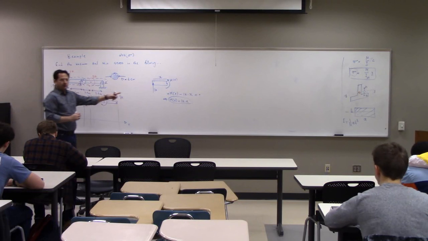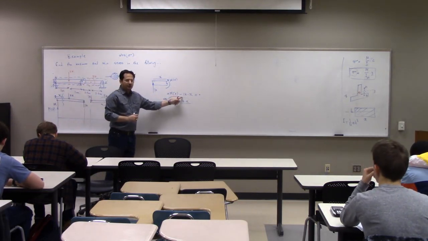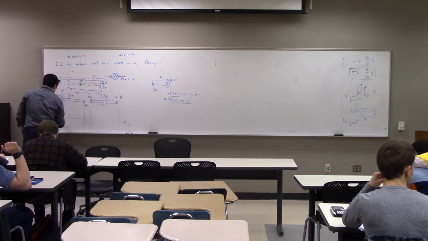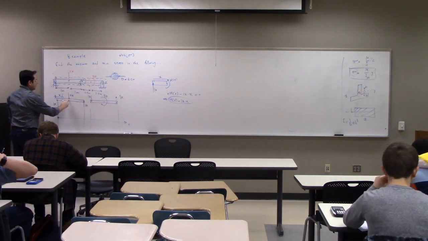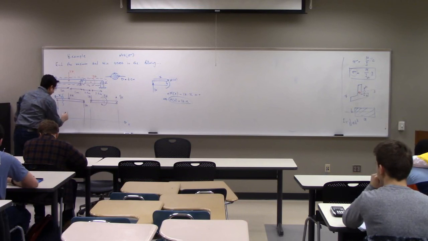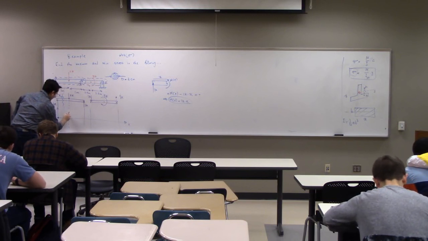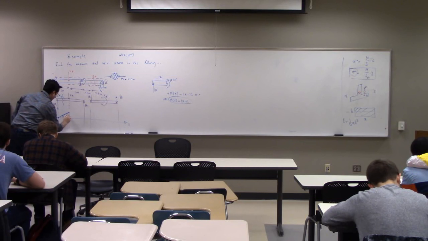How many points do I need to draw that line? 2. Moment at 0 is equal to 0. Moment at 1 is equal to 1K. So let's say this is 1K. So you have 1K times X, positive.